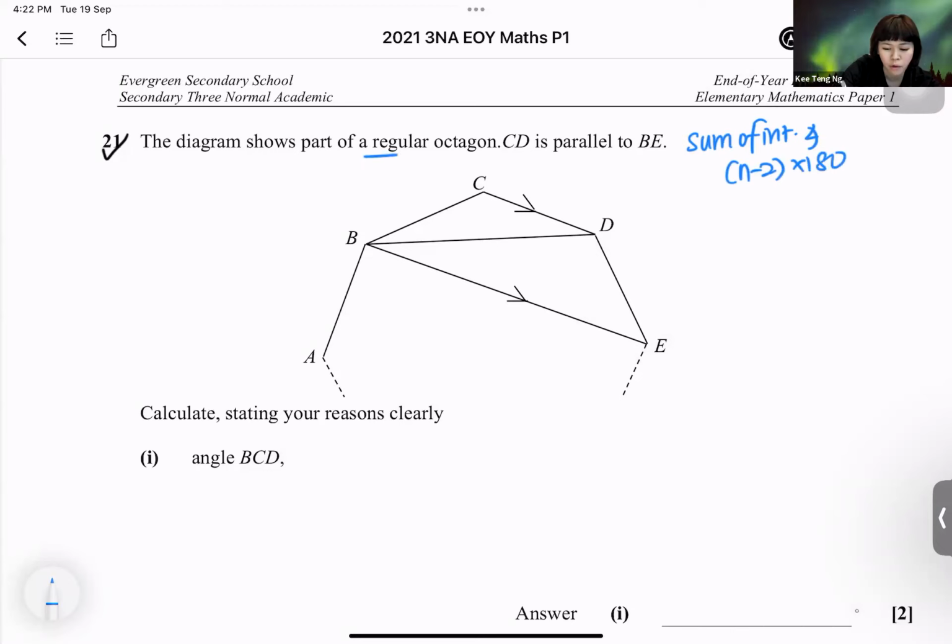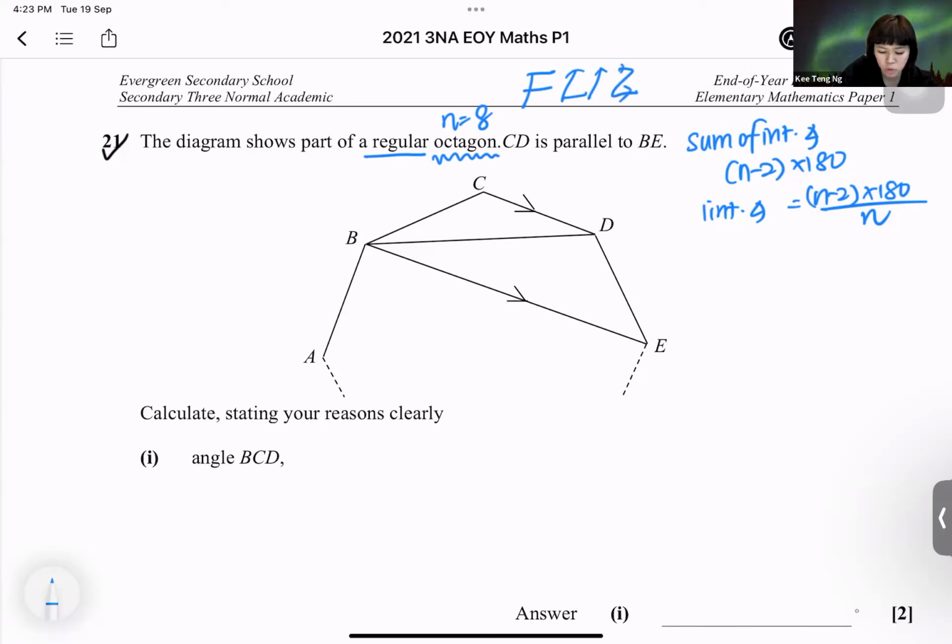For a regular polygon, one interior angle will be n minus 2 times 180, and you divide by the number of sides. So what is an octagon? Octopus. So n, the number of sides, is equal to 8. And they tell you that CD is parallel to BE. So we have quite a couple of things: corresponding angles, interior angles, alternate angles, all can be used.